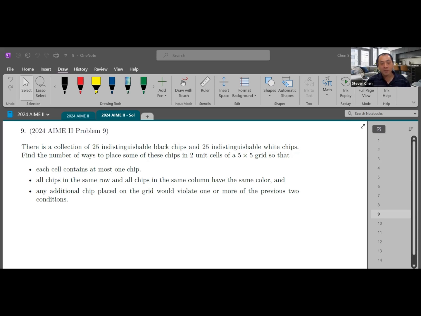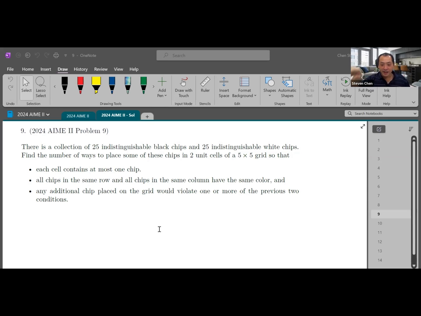So here are the requirements of a feasible configuration. It says that every cell contains at most one chip. So we can put at most 25 out of 50 chips on the board. And the second condition is that all chips in the same row and all chips in the same column must have the same color. Okay.